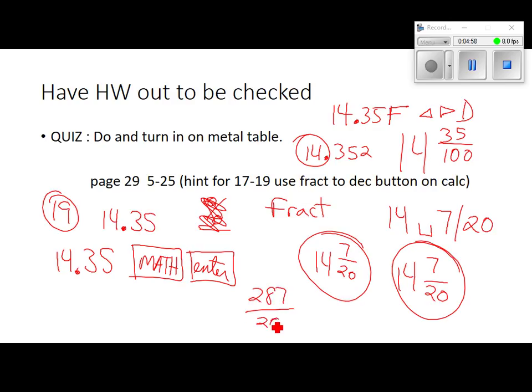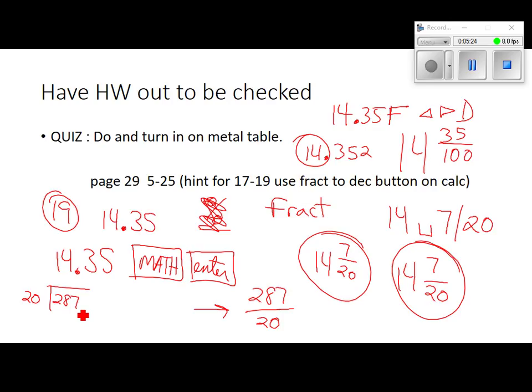Wait, would you count both of those right, or just one? I would probably count this right, but then I would tell you, like your fourth grade teacher did, that no, that's an improper fraction, you can't leave it that way. You remember your fourth grade teacher doing that? So you need to take 20 and divide it into that. We're just going to take 287 divided by 20.